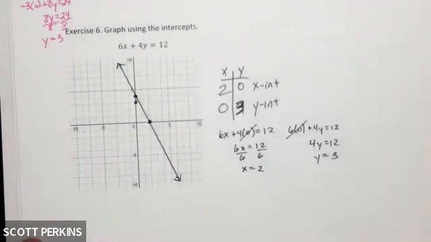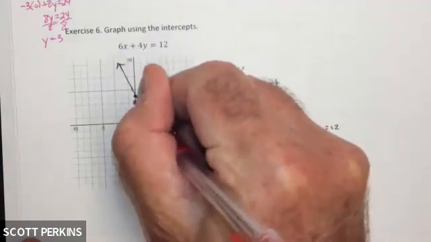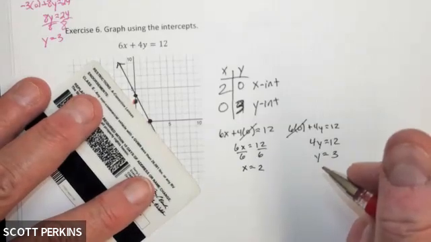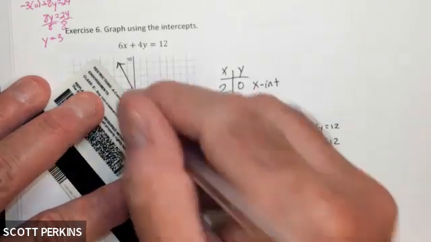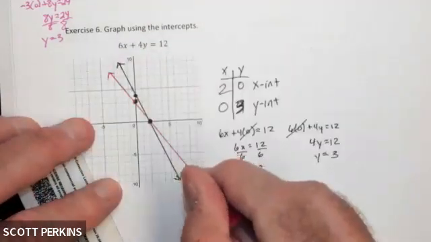Let me use a different color. So here, the red one's actually the right one. Sorry, everybody. Yes, sometimes I'm confident in my mistakes. I guess that's sort of a good thing. Who knows? All right, the red one's the correct one.